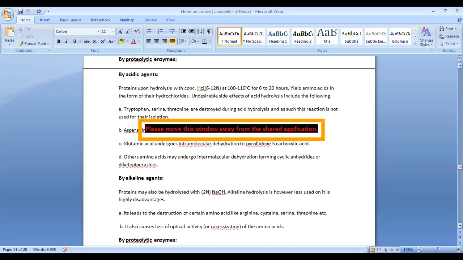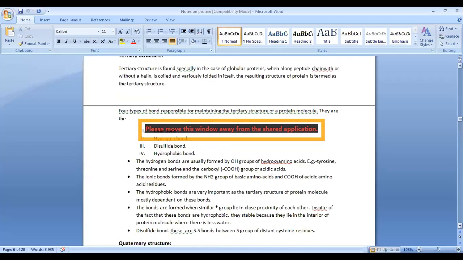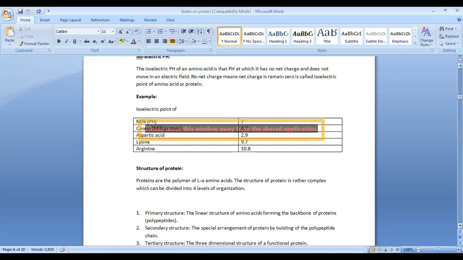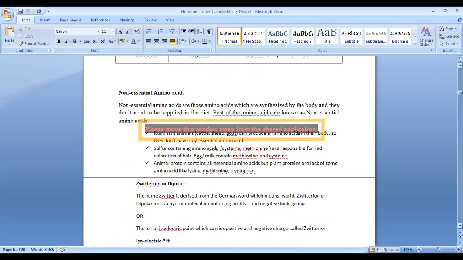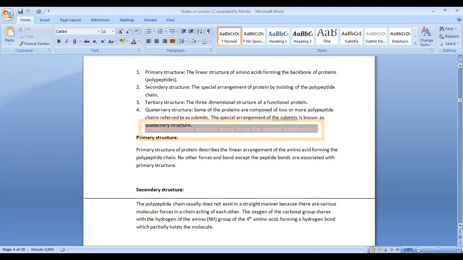So if I go to the beginning, what is the primary structure? I already discussed that the primary structure of protein describes the linear arrangement of the amino acids forming the polypeptide chain. No other force and bond except the peptide bonds are associated with primary structure. So I already discussed primary structure. Now we'll go for secondary structure.